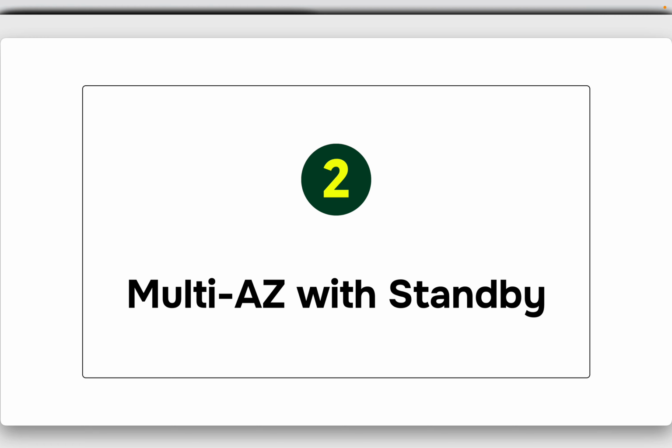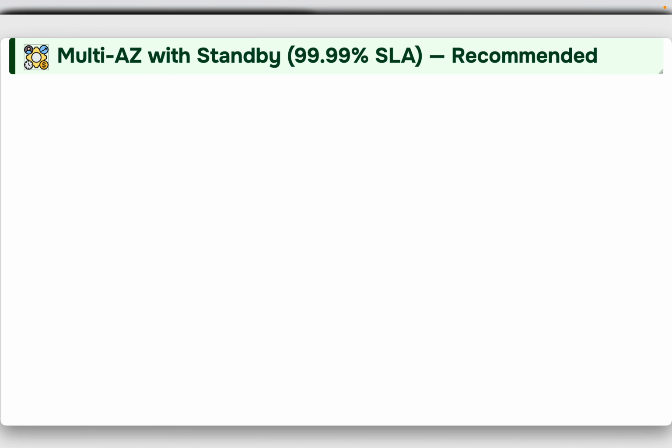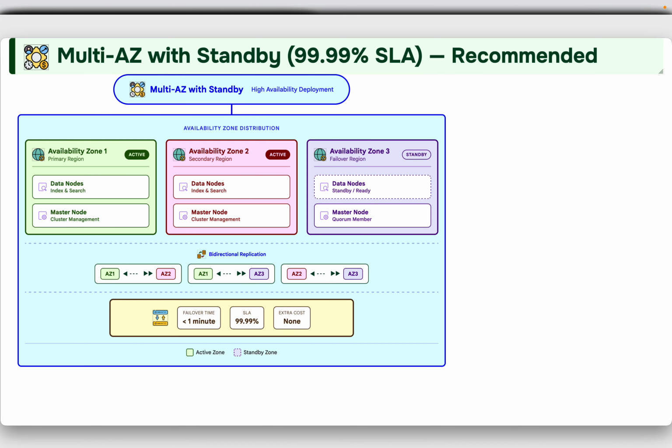Second topic, multi-AZ with standby. Multi-AZ with standby is the recommended deployment option that provides a 99.99% SLA. The diagram shows three availability zones. AZ1 and AZ2 are active zones with data nodes for indexing and search, plus master nodes for cluster management. AZ3 is a standby zone with data nodes in standby mode and a master node for quorum. Bidirectional replication occurs between all zones. Failover time is less than 1 minute and there is no extra cost for the standby capacity.